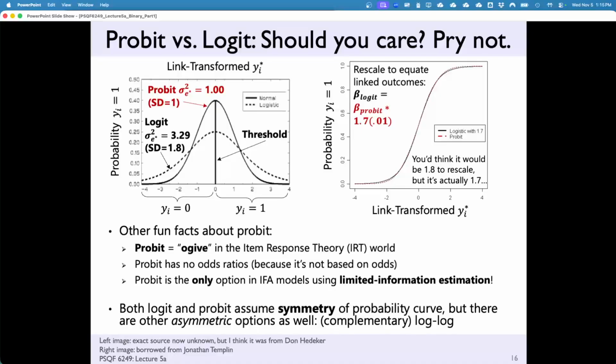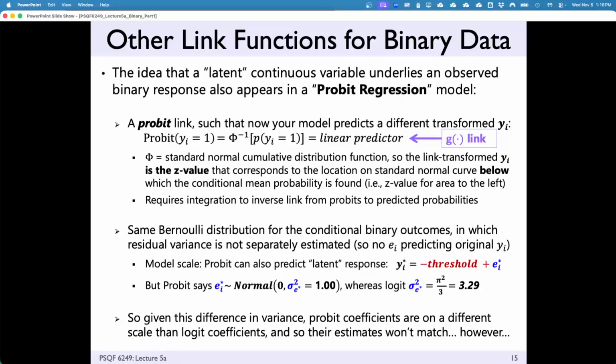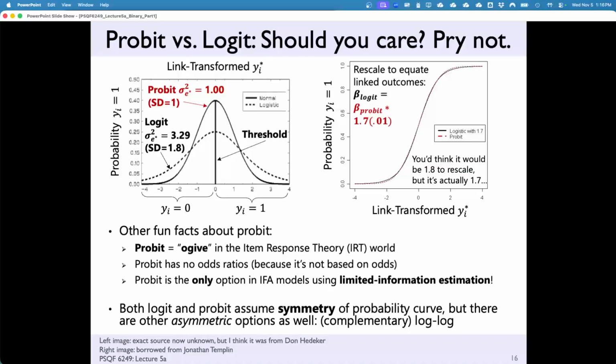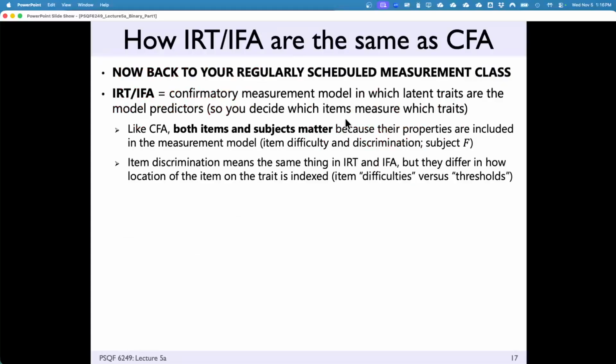So the functional form differs, but also the assumption about variance differs. What that conspires to give you is slightly different estimates that should be equatable. You should be able to put them on the same scale with a different probability. Basically, that 1.7 changes it.